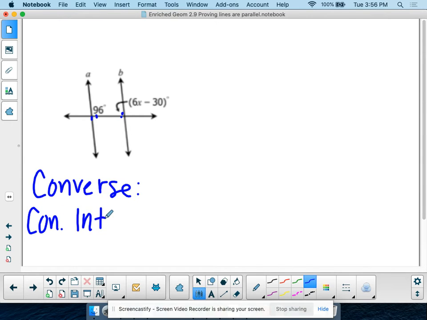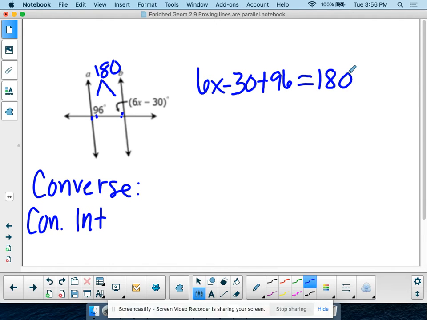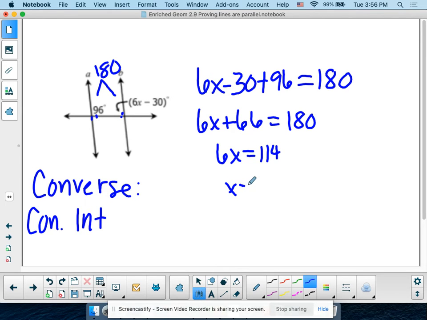Yep. Now we want these to be congruent or supplementary. We want these guys to add to 180. Supplementary. Yep. Combine your like terms. Subtract over. Divide out. 19.